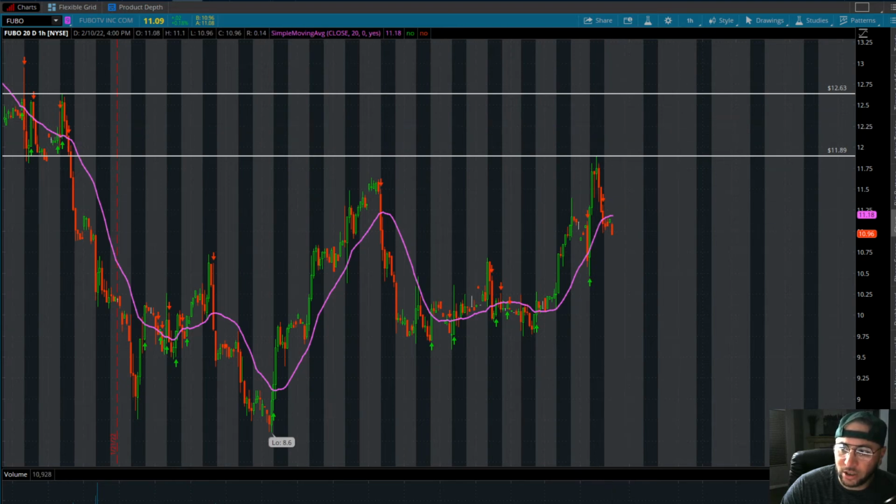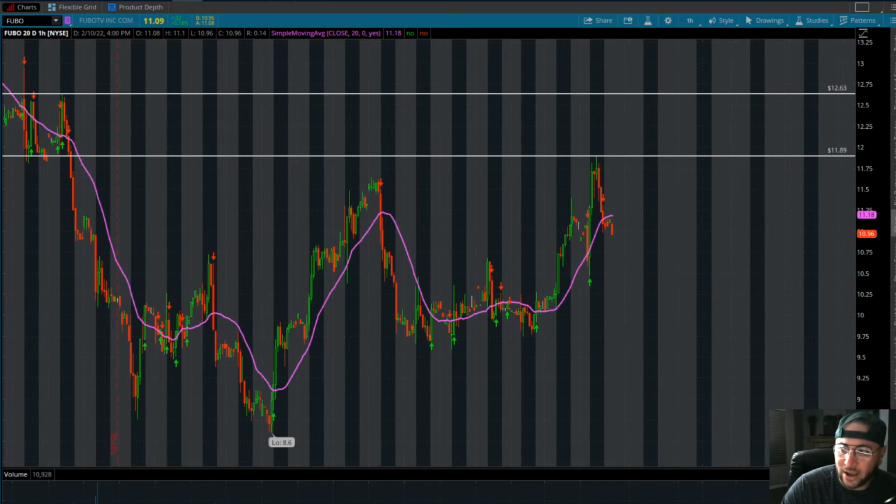As soon as Fubu can get over 12, I want to see it put in a new high over 12. I want to see it retrace, I want to see some type of consolidation, and then I want to see a rip. When I see that rip, I'm going to be getting in long with the initial price target of 1263. That'll be the day trade I'd take on that.